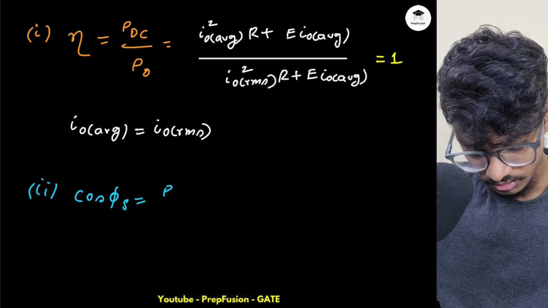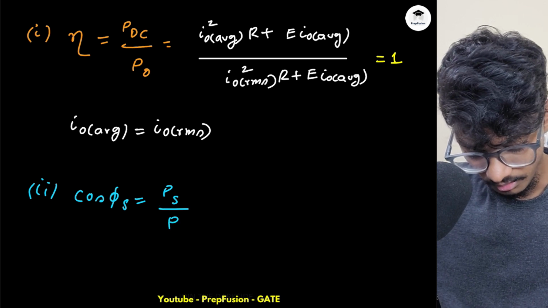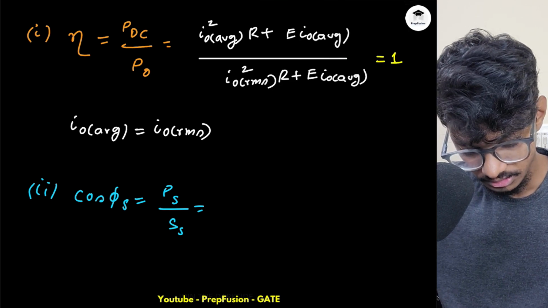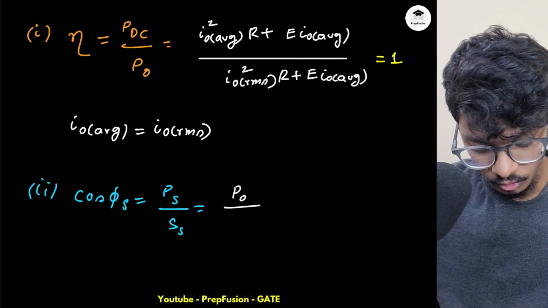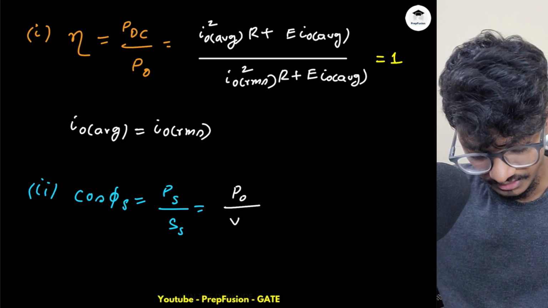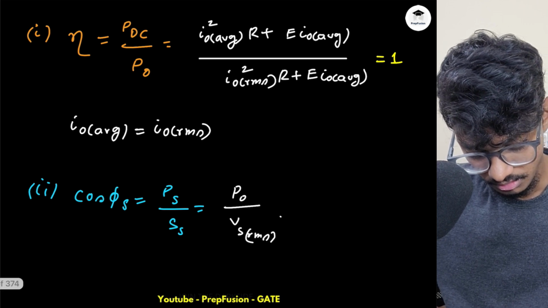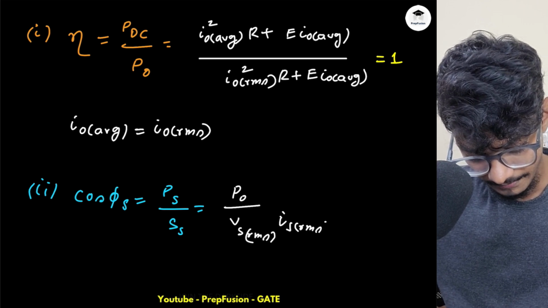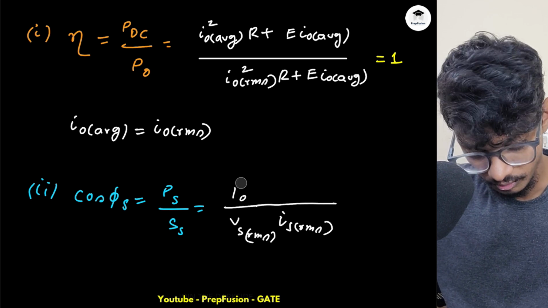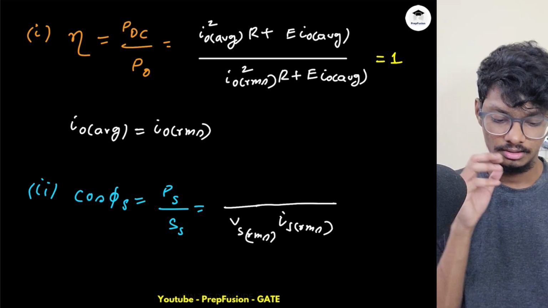Cos phi s is equal to PS upon SS. So PS is equal to PO basically, and as the load current is constant, I can directly say this is VS RMS into IS RMS, and this will be, simply, I can say this as PO DC.